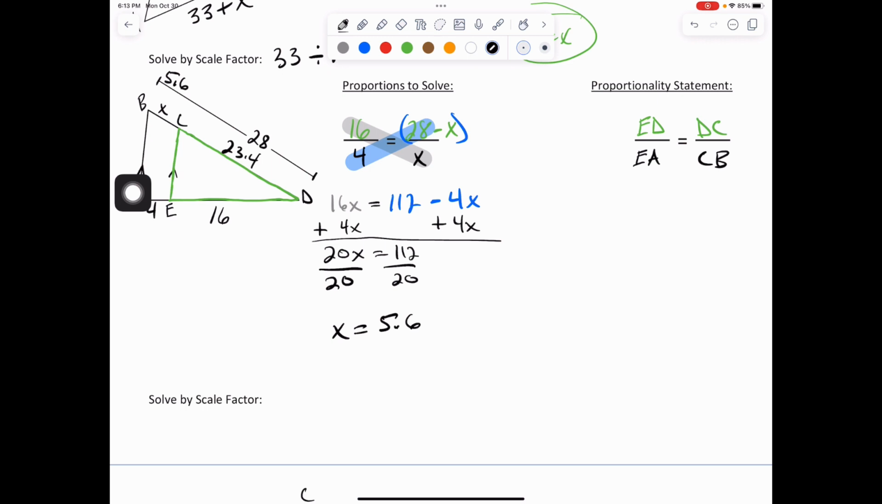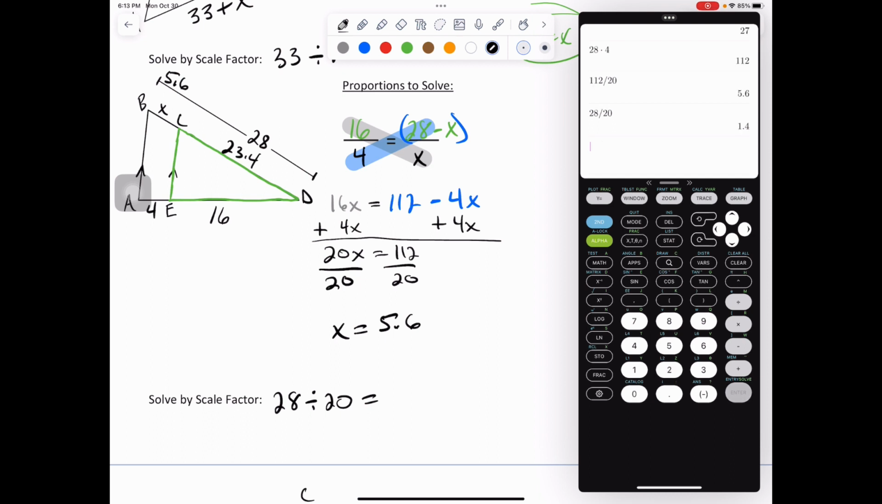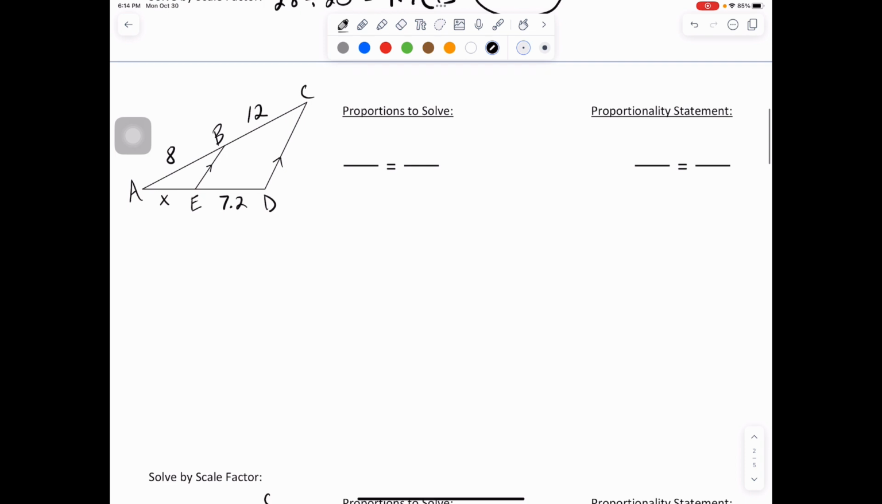We can do 28 divided by 20, and we'll go ahead and put this into the calculator here. That equals 1.4. We can then multiply that to 4, and that should give us our x. So if I do times 4, I get 5.6, which is also equal to our x. So as you can see in both methods, yes, we did get the correct answer. But again, please do not come asking come quiz day. Let's go. 2 more to go, and then you will have 4 to try independently.